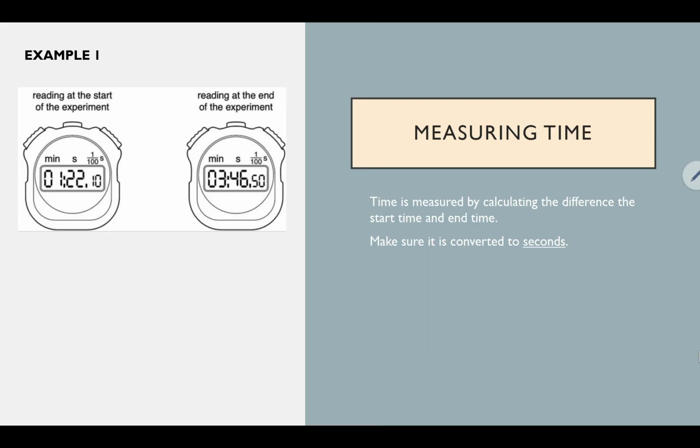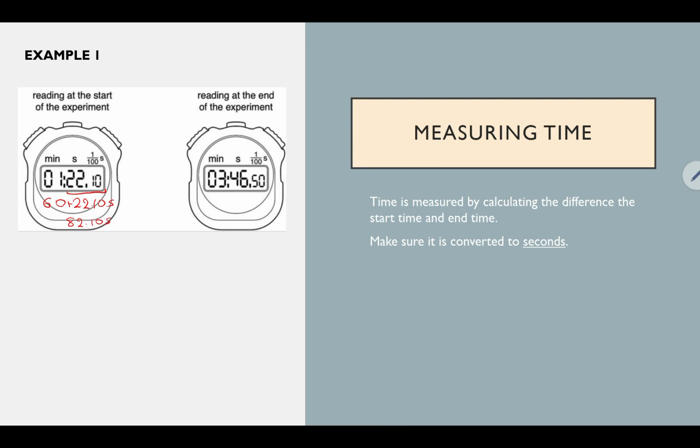To measure time, for example, we have to use a stopwatch. First of all, to find the difference, I have to make sure that they are all in seconds before I move on. So looking at the stopwatch here, we have minutes, seconds, and 1/100th of second. The seconds and 1/100th are already done for me, so that's 22.10 seconds. As for the minute, I'll convert it to seconds. So I have 1 minute, so that's basically 60 seconds. And I'll add them. So this will give me 82.10 seconds.